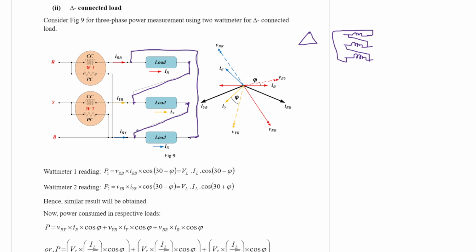Now the current flowing through each load is IR. This is IR, this is IY, and this is IB. They are all phase currents. Similarly, we have the current flowing through the current coils. There it is IRB, IYR, and lastly we have IBY. These are called line currents.